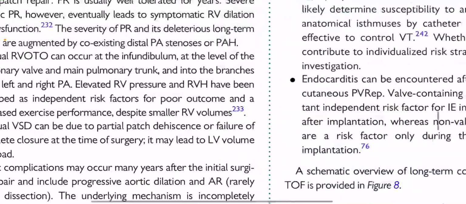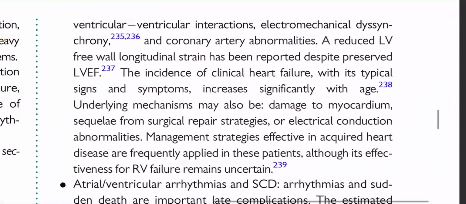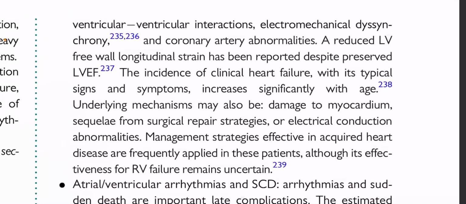Adverse ventricular interactions, electromechanical dyssynchrony, and coronary artery abnormalities. A reduced LV free wall longitudinal strain has been reported despite preserved LV ejection fraction.